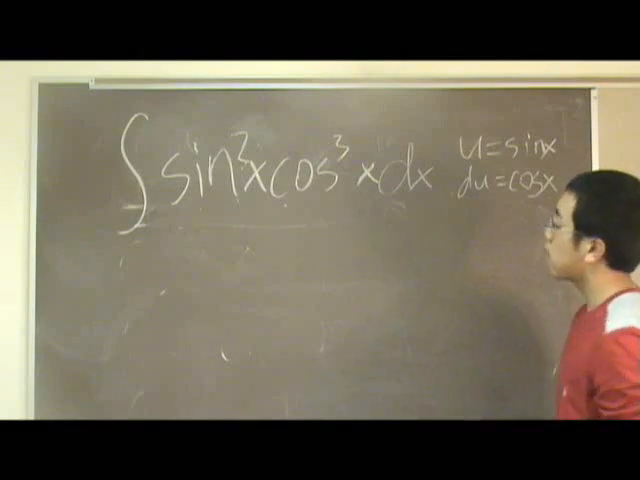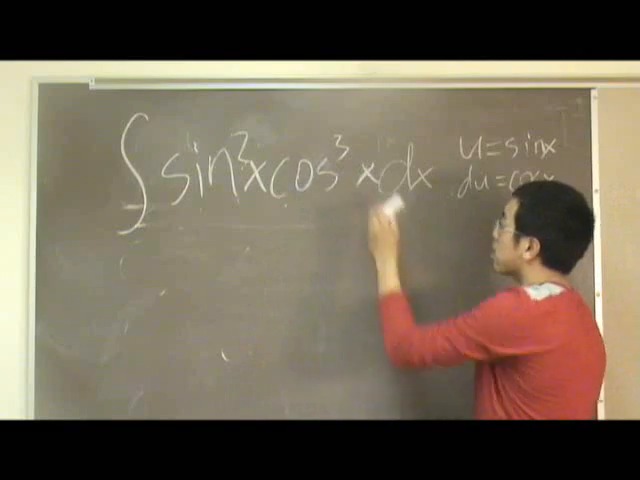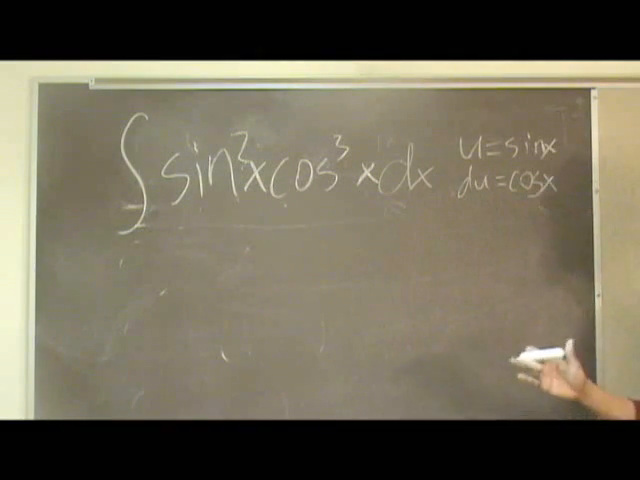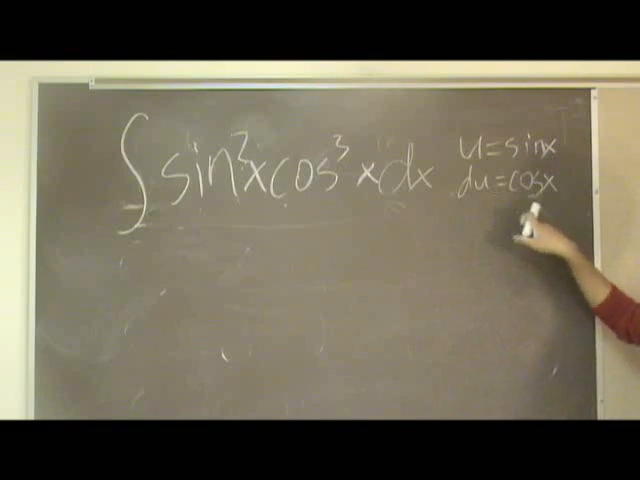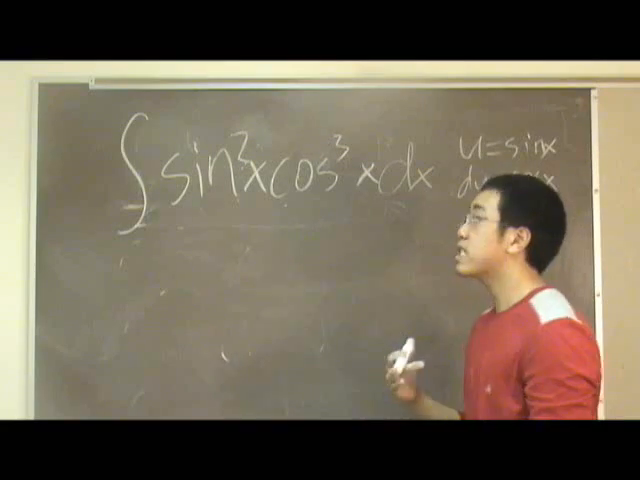However, we come across a problem. We have cosine to the third of x. We only want a cosine of x. We don't want any more than a cosine of x, because then our u substitution wouldn't work out well. So what do you do when you face this challenge?